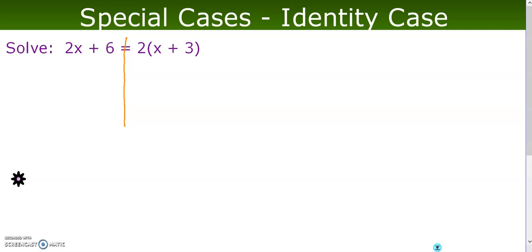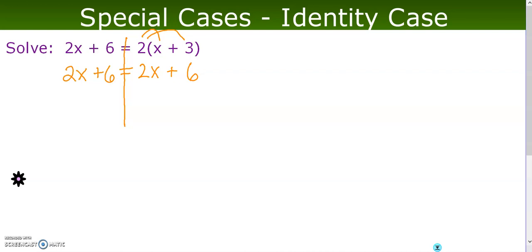In the right side, we do have parentheses, so we're going to go ahead and do the distributive property. That means we take the 2 from the outside and multiply it by everything on the inside. So 2 times x is 2x. Bring down your plus sign. 2 times 3 is 6. I'm going to rewrite the left side as well.